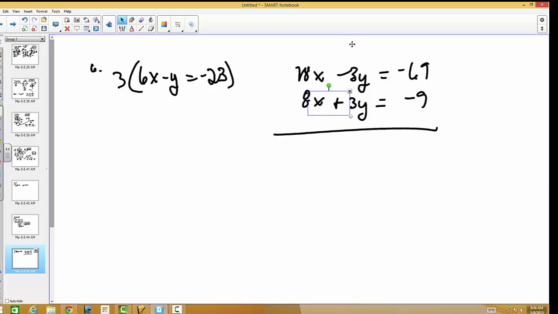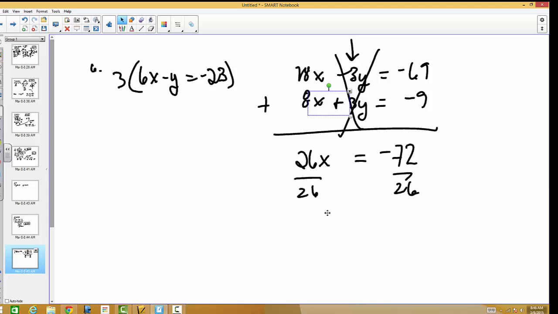Now, this time the coefficients of the y's are the same. So the number in front of the y are both 3. One of them is positive and one of them is negative. So to eliminate the y, you need to add. Negative 3 and positive 3 is nothing, so this is what eliminates. So now you need to do the rest. 18x plus 8x is 26x, and negative 69 and negative 9, remember you're adding, is negative 78. So you need to isolate the x by dividing by 26. So x equals negative 3.